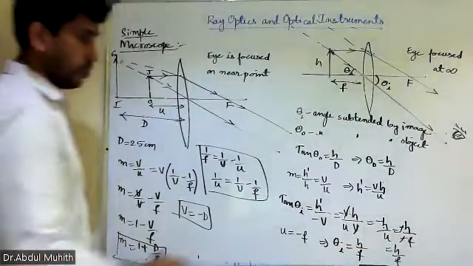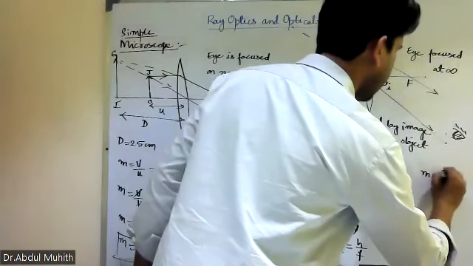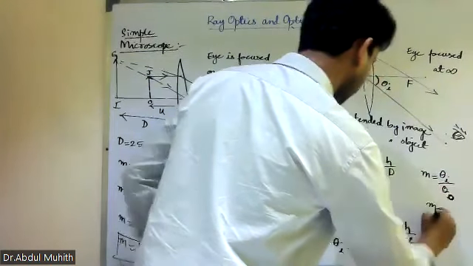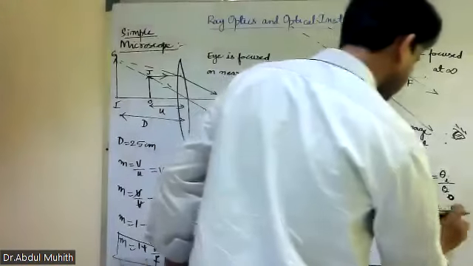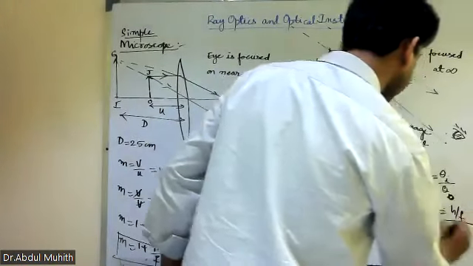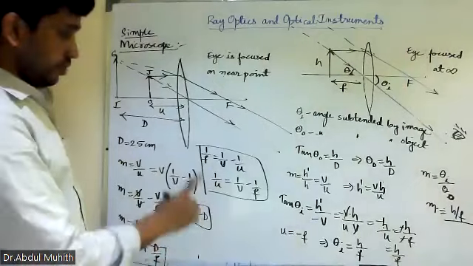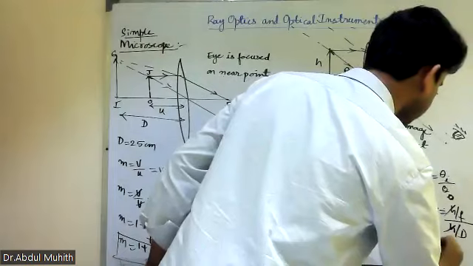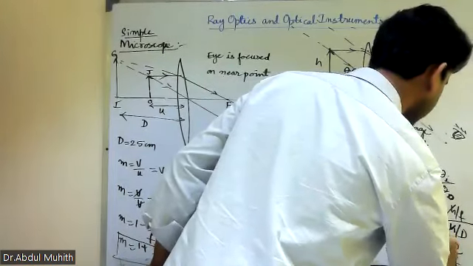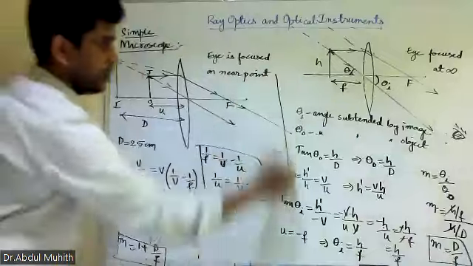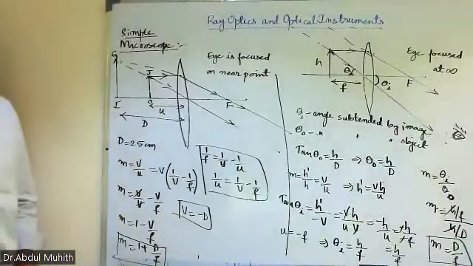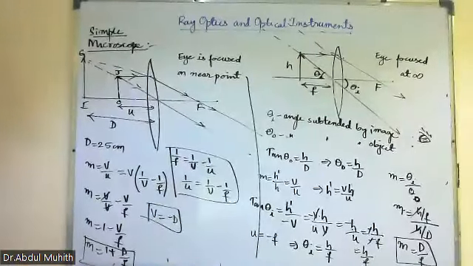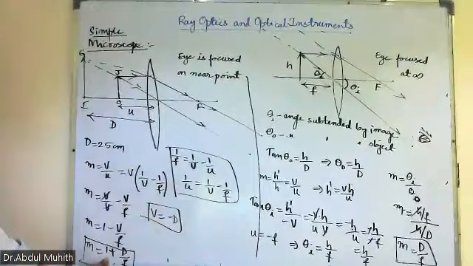So the magnification formula is the angle subtended by image to the angle subtended by object. So that is equal to H by F divided by H by D. H and H will go away and the formula is D by F. Okay, so when the image is formed at infinity, we have D by F. And when the image is formed at the least distance of distinct vision, then the formula is 1 plus D by F.